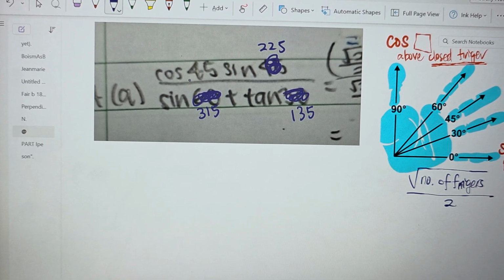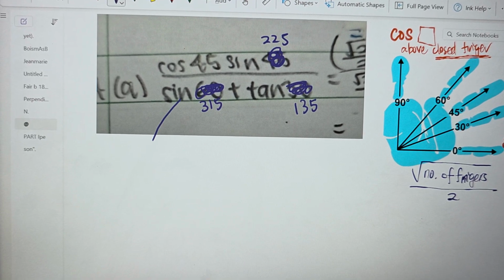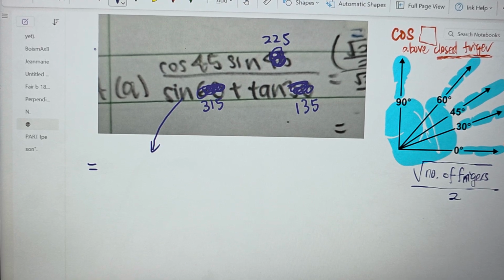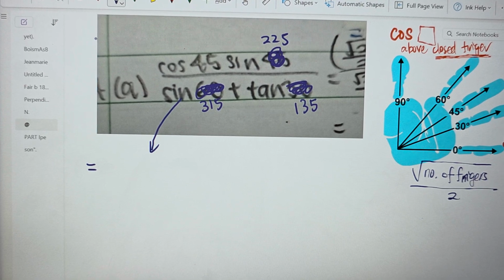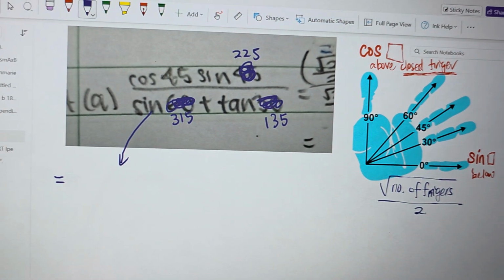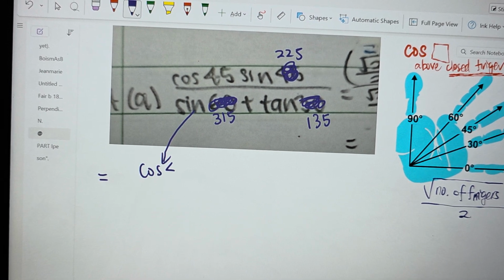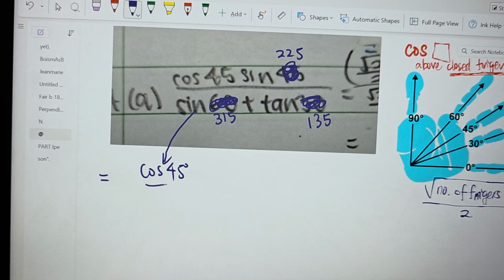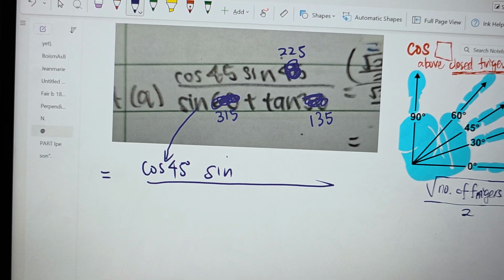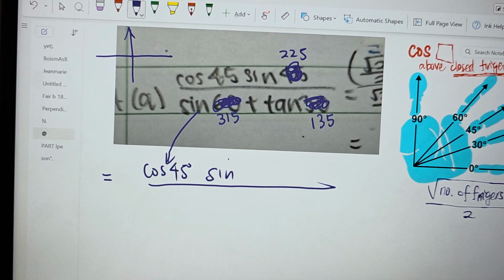Same thing, you can press calculator for this and all that, but before we even press calculator, you must convert them all to something that you are familiar with. That means special angles. And to do that, okay, cosine 45, no need to do anything to it. It's already a special angle. Sine 225, you have to use your ASTC.